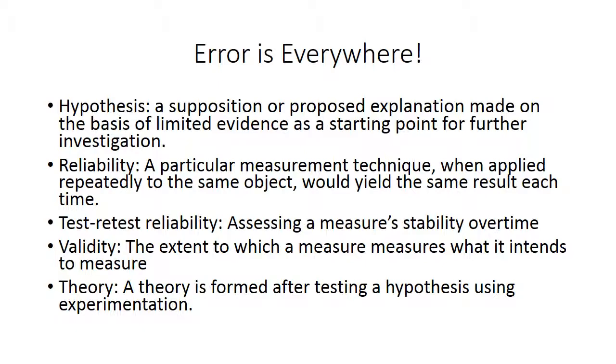Test-retest assesses an experiment's stability over time by conducting the experiment many times with the same variables in order to see consistent results. A theory cannot be valid unless it is reliable. A theory is formed after experimentation. The results of many experiments with consistent results should be used before forming a theory.